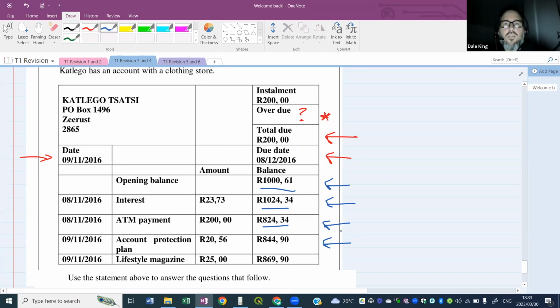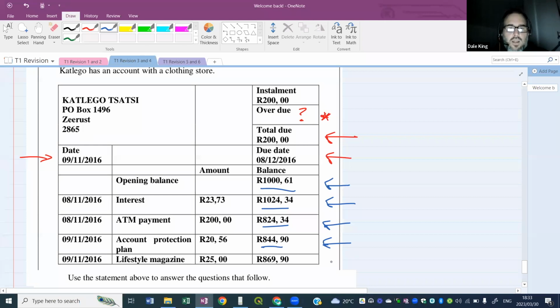Okay, then in the fourth line over here, we have an account protection plan. This is like an insurance plan or insurance policy. Often stores do this. So for example, if something happens to you and you can't pay this account for some reason, and you can prove to the shop that you are unable to pay this account, but it can't just be like, oh, I don't have any money. It's got to be an extreme reason, like there was a flood and all the belongings in your home washed away and you've got nothing. Then the insurance policy should be able to help you cover this. That's the account protection plan. That's 20 Rand 56, which brings up the total to 844.90.